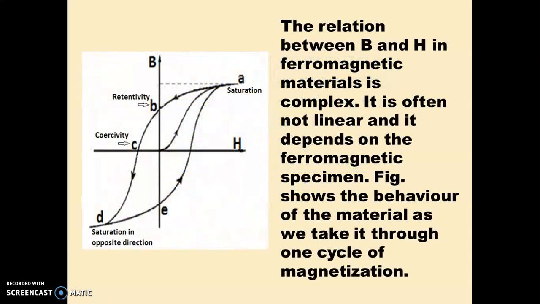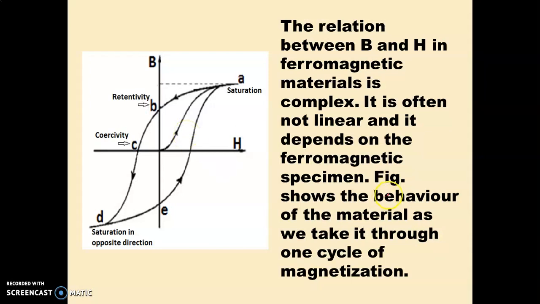The relation between B and H in ferromagnetic materials is complex. It is often not linear and it depends on the ferromagnetic specimen, as shown in the figure. See here, in this figure, we see that it is not linear and it depends on what type of ferromagnetic material we use for the experiment. That is very important again. And it is non-linear, therefore we can say that it is very complex actually.